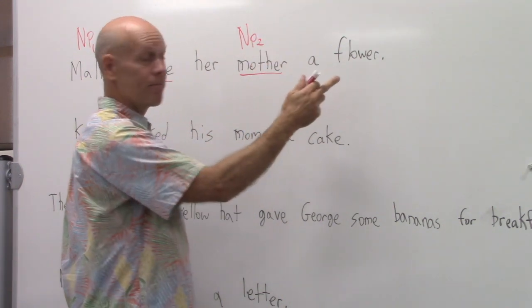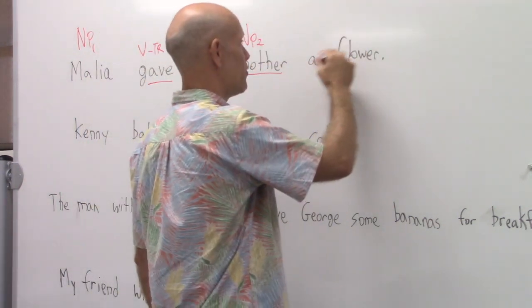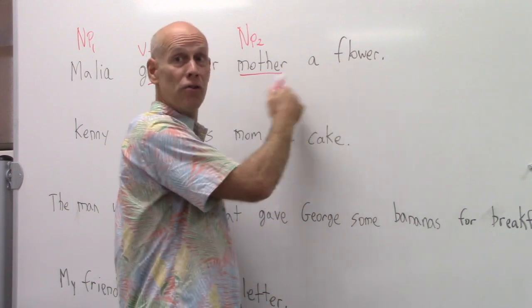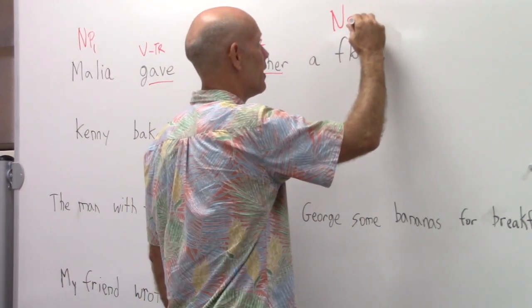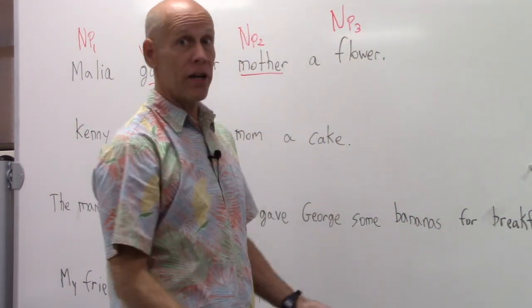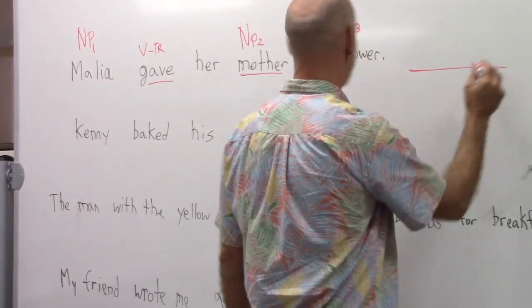And what else here? The flower. Okay, and there's a determiner here, and there's the flower, and there's no prepositions in front of it, so it counts. This is a noun that will count. That's your noun phrase 3. How do you diagram these? Not too hard. Let's see.